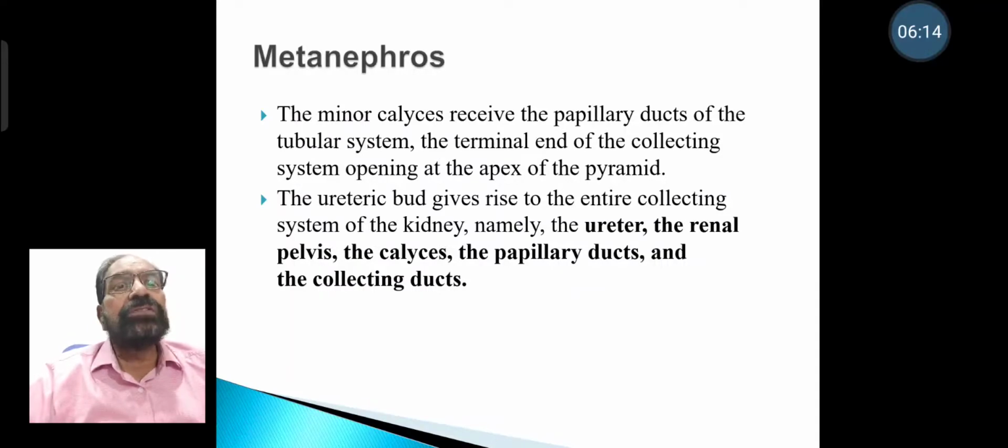Minor calyces receive the papillary ducts of the tubular system. The terminal end of the collecting system opens at the apex of the pyramid. The ureteric bud thus gives rise to the entire collecting system of the kidney, namely the ureter, renal pelvis, calyces, papillary ducts and the collecting ducts.